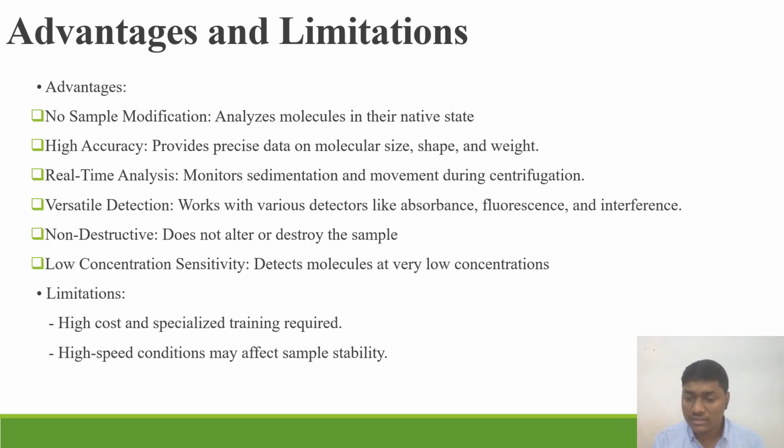As we have seen, the three detectors are the absorbance detector, fluorescence detector, and interference detector. It is also a non-destructive technique, which does not alter or destroy the sample. We can even detect low concentrations, as it detects molecules at very low concentration as well. The only limitation that AUC has is that it is a high-cost equipment and it requires specialized training to operate. The high speed conditions may also affect the sample stability sometimes.